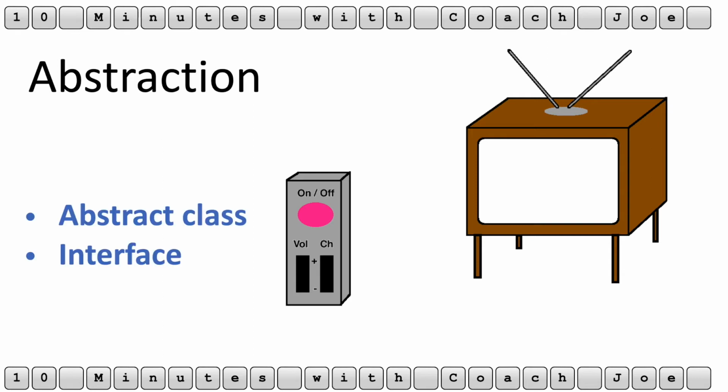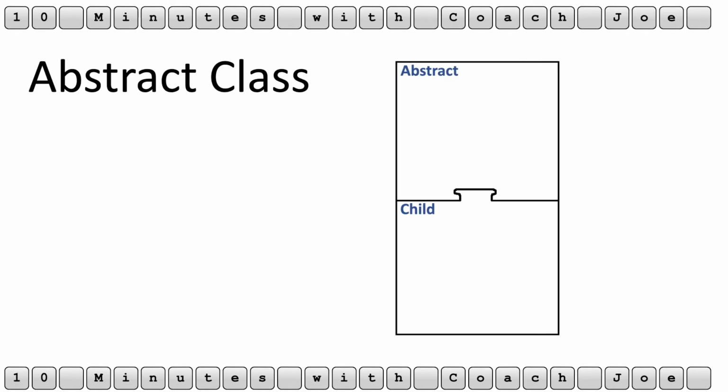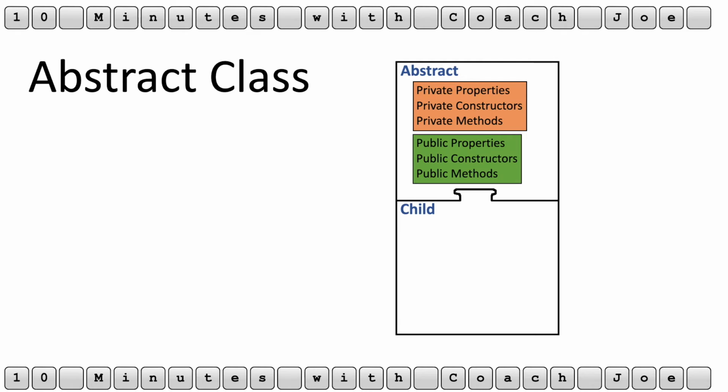Abstraction can be achieved with an abstract class or with an interface. Let's go over the abstract class first. The abstract class works much like inheritance. The two classes are connected together in a parent-child relationship with the abstract class as the parent. Both classes should follow all the rules of encapsulation. The parent class could have public and private constructors, properties, and methods.